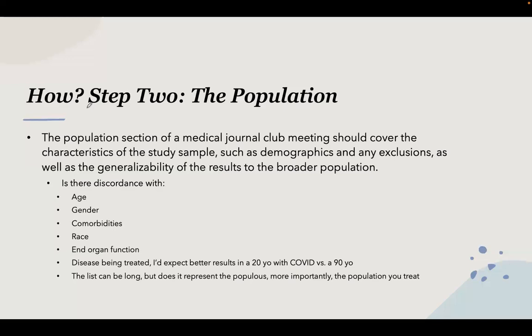Is there discordance? That's what I'm trying to say, between age, gender, comorbidities. If it's the COVID study, if the inclusion group all had COPD versus the other group, I mean, you see what I'm getting at. But it's very important, okay? So, and again, I put disease being treated. I'd expect better results in a 20-year-old with COVID versus a 90-year-old. But the list can be long. But does it represent the populace? Especially, does it represent the populace that we're treating?